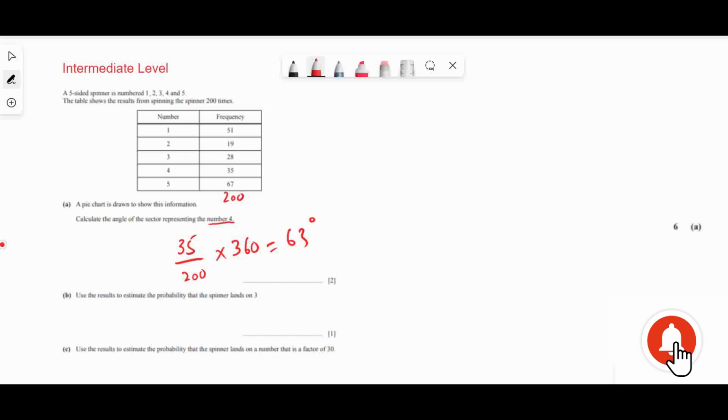Now let's move to part B. For part B, use the result to estimate the probability that the spinner lands on 3. So at 3, we know that the frequency is 28. So it is 28 divided by 200.